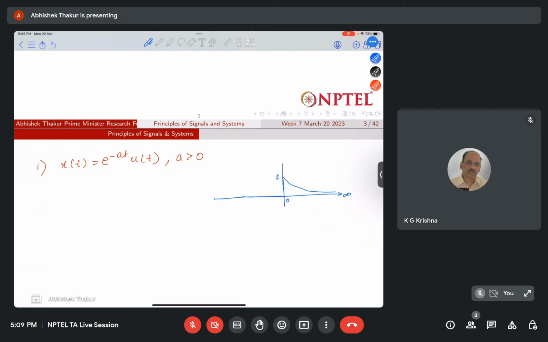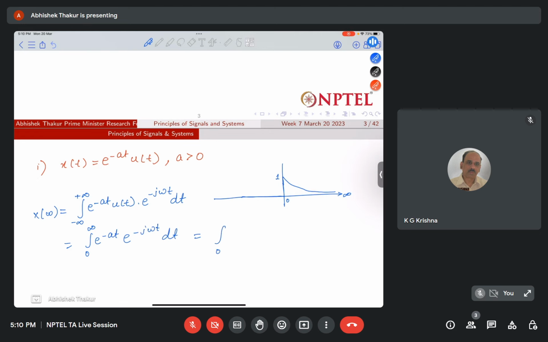So this is our signal. We have to find the Fourier transform. So we just use a simple formula, that is the integration from minus infinity to plus infinity of e to the power of minus at u(t) times e to the power of minus j omega t dt. Here we know u(t) is there, so this integration will run from 0 to infinity of e to the power of minus at, e to the power of minus j omega t dt.